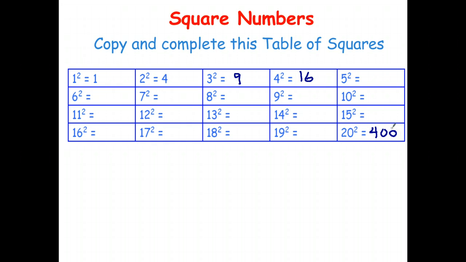So what I think you should do now is stop the video, copy out the table, complete the table, and then learn the first 20 squares, because you'll be using them in every single question that you do with the Pythagorean theorem.